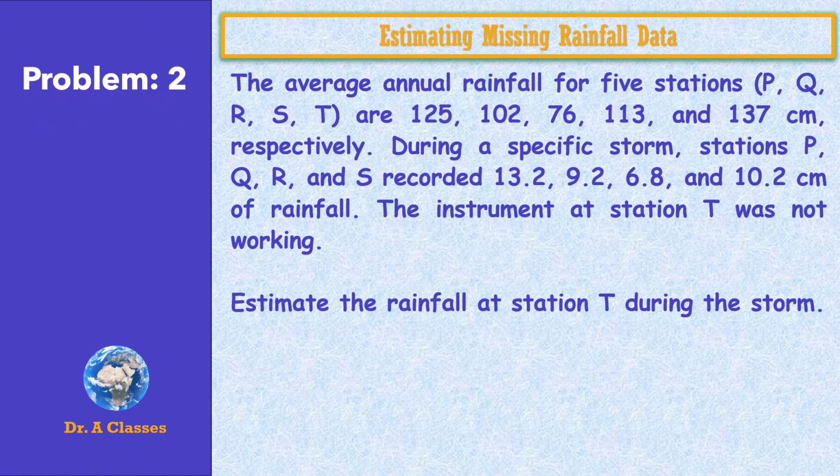Problem 2. Estimating missing rainfall data. In the next problem, one of the rain gauges, station T, was not working during a storm. We'll estimate the missing rainfall using the normal ratio method. Let us calculate the missing value.